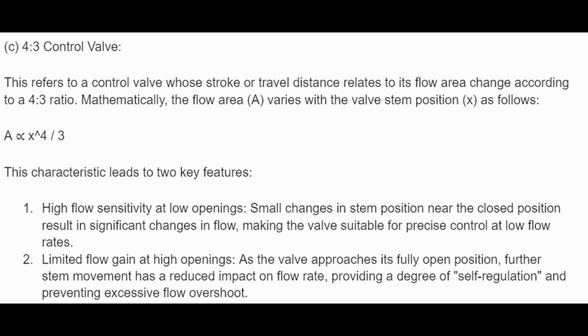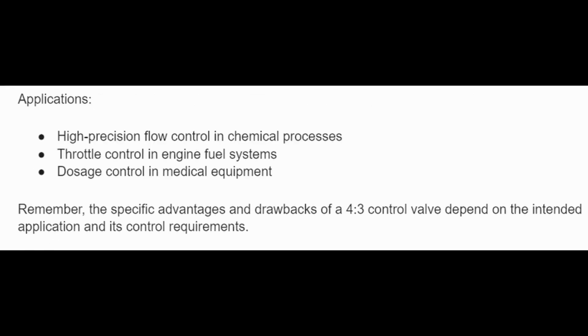2. Limited flow gain at high openings. As the valve opens to its fully open position, further stem movement has a reduced impact on flow rate, providing a degree of self-regulation and preventing excessive flow overshoot. Applications: high precision flow control in chemical processes, throttle control in engine fuel systems, dosage control in medical equipment. Remember, the specific advantages and drawbacks of a 4-3 control valve depend on the intended application and its control requirements.